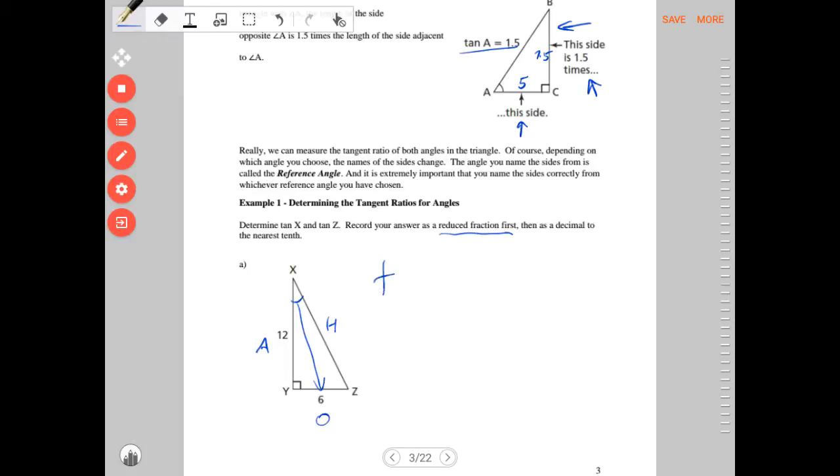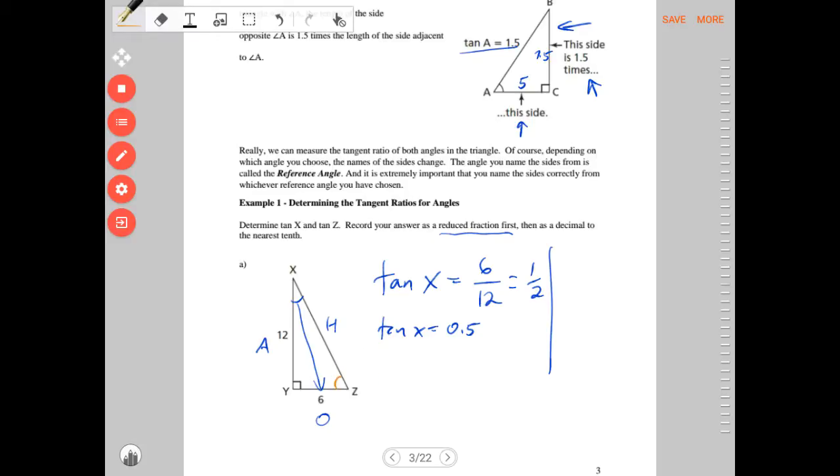Now tan x. That is the side opposite, so that is 6 divided by the adjacent, which is 12. Of course 6 over 12, we can't leave it like that. We have to put it as a reduced fraction, so 6 over 12 is 1/2. So tan x is 1/2 as the reduced fraction, and as a decimal to the nearest tenth, that's 0.5. Awesome.